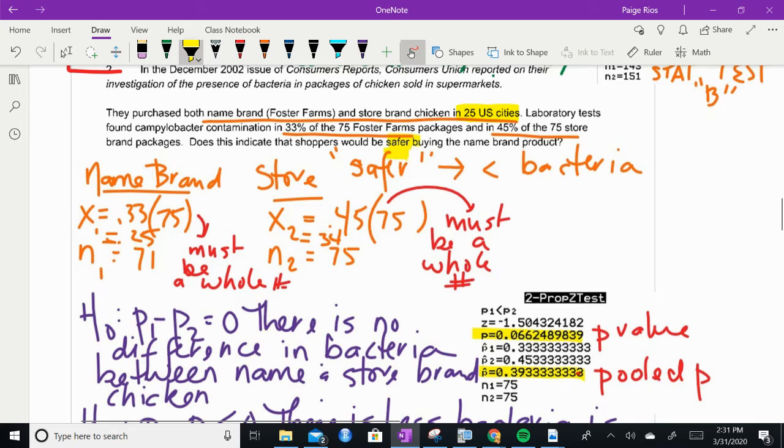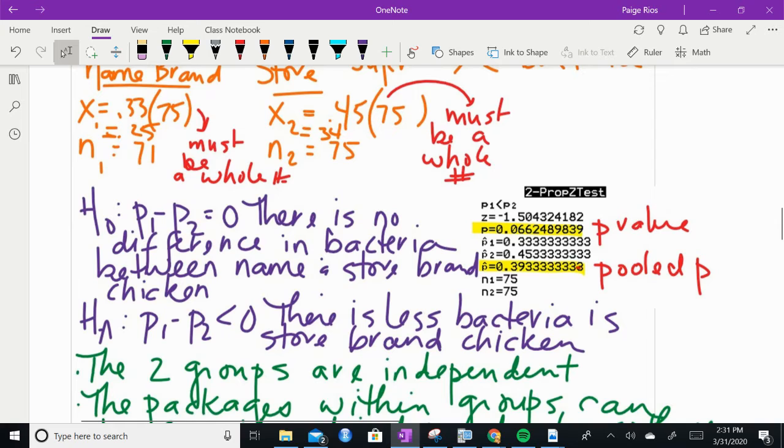And what we're looking for, they want to know if it's safer to buy the name brand product. So safer chicken would have less bacteria. That's going to come into play when I do my null hypothesis, or when I do my alternative. The first thing I did is I need an X value to put into the calculator, and I'm given a percentage.